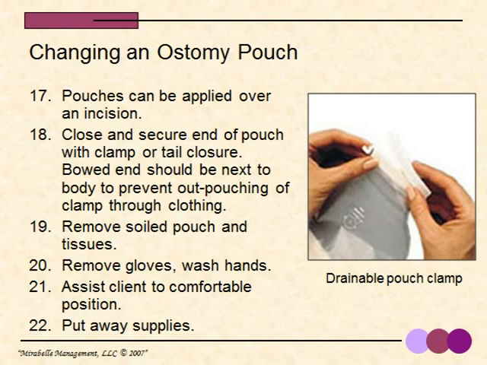After you have applied the pouch, close and secure the end of the pouch with the tail closure or the clamp. You want to make sure that the bowed end is next to the body. This provides a better fit to the body and prevents any outpouching of the clamp which may show through clothing. Lay the hook or the clamp on top of the bag and fold the bag 1 inch over the end of the pouch. Squeeze the clamp together to close it.